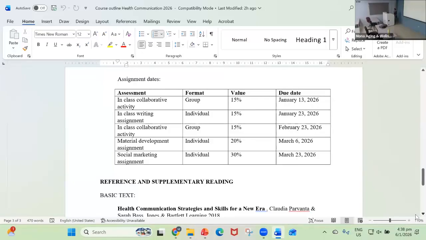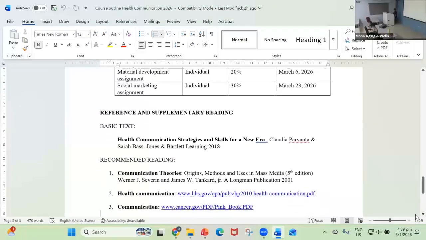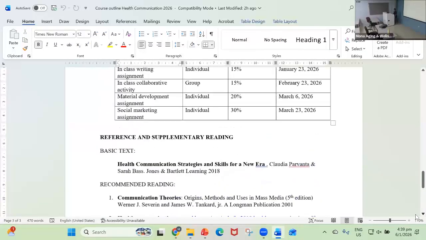So here I have your breakdown of your assignments, the scores or the grades that will be allotted to each one, and some due dates that have been predetermined for some of these assignments. So for example, the first assignment, which is, I don't even know if I should call it an assignment, it's an in-class activity. So the first graded activity will be on January 13, and that will be a group activity. Even if it's online, it can still be conducted as a group activity, and it will be weighted at 15% of your final grade.